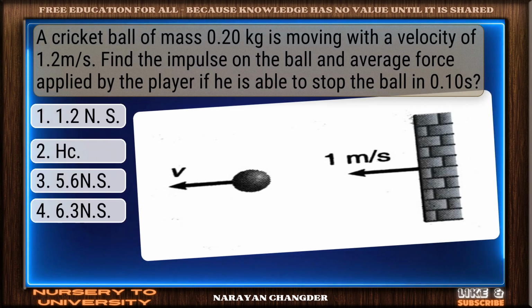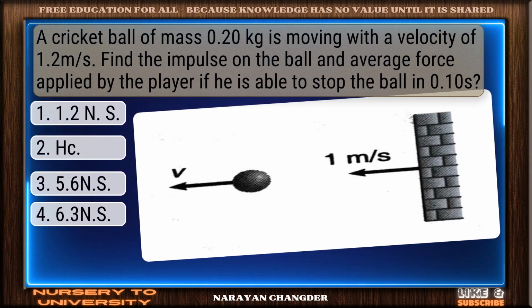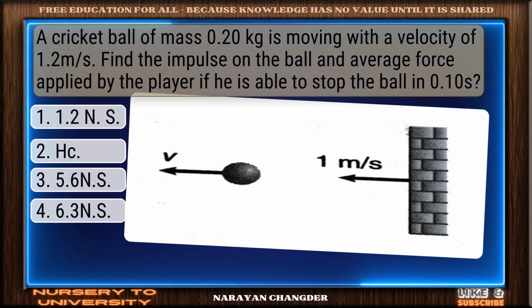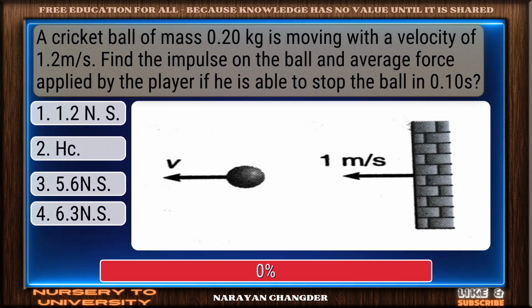Question number 22. A cricket ball of mass 2 kg is moving with a velocity of 1.2 m/s. Find the impulse on the ball and the average force applied by the player if he is able to stop the ball in 0.2 s.